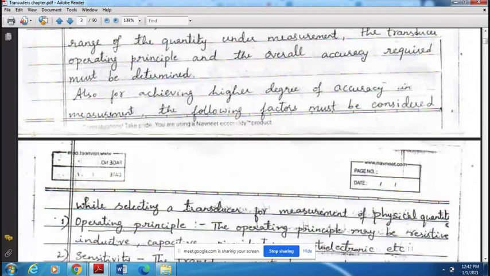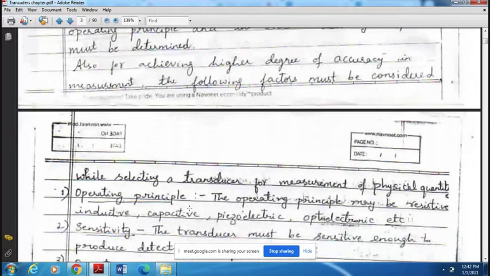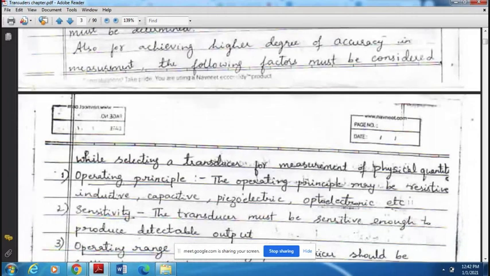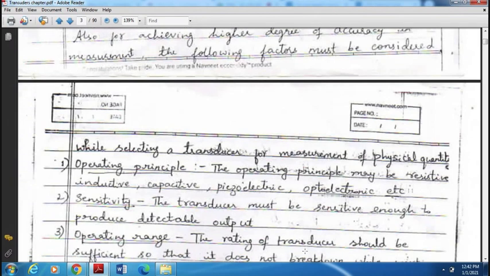The second thing we are looking into is sensitivity. How sensitive is our transducer for the particular application? It should be highly sensitive to the smallest change in the output. Next is the operating range. We have to look into the operating range of the transducer. The rating of the transducer must be sufficient so that it does not break down while working within its specified operating range. So we have to look into the operating range of the transducers.